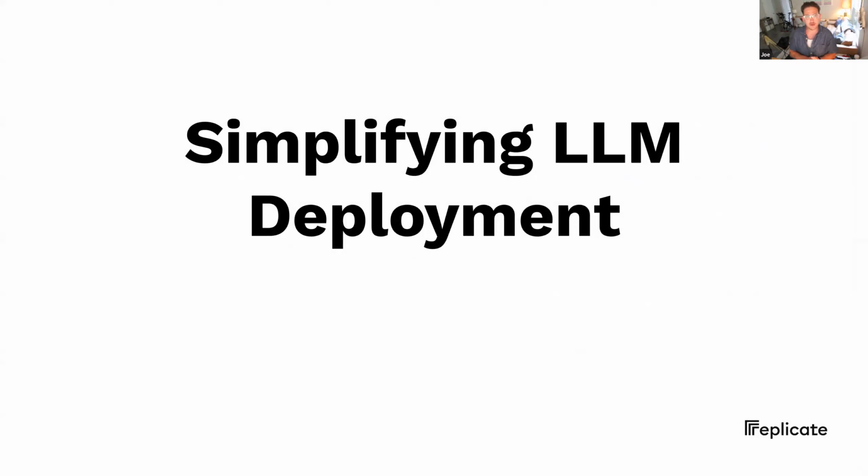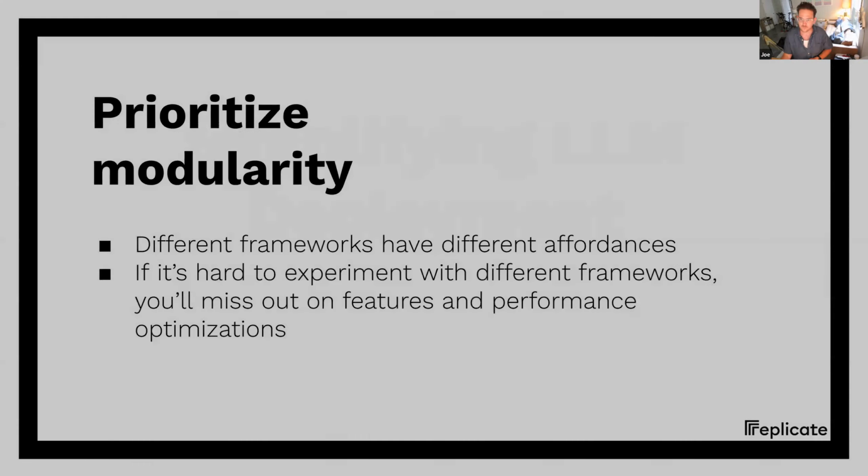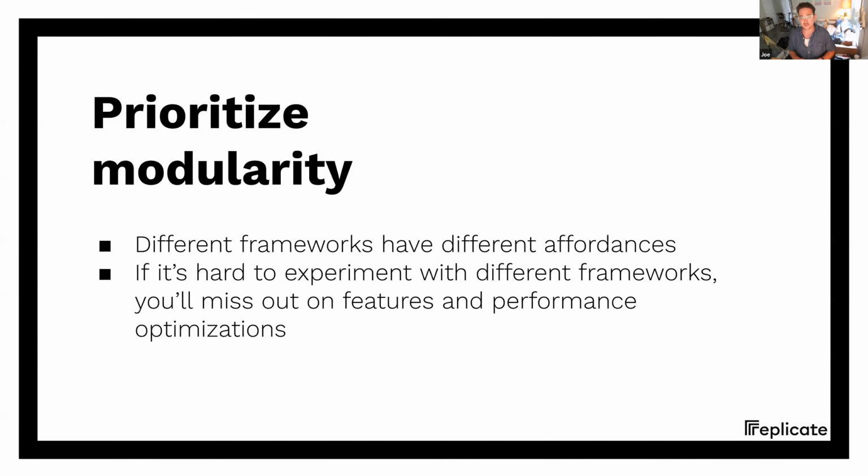Okay, so we talked about making models faster. I want to talk a little bit now about simplifying language model deployment, specifically thinking about making sure your stack is modular so that you can do experiments across different frameworks. And then we're going to do a quick demo on Replicate. So I think it's really important to prioritize modularity.